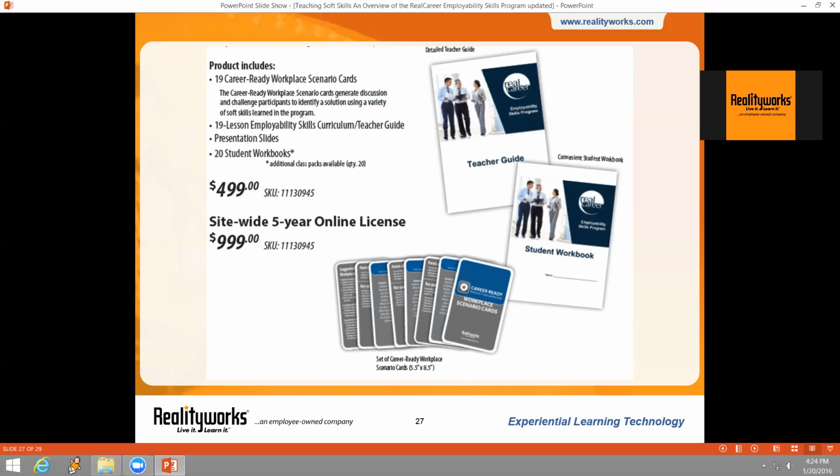So again, the 19 lessons. More about the scenario cards. The scenario cards are used to generate discussion and challenge participants to identify a solution using a variety of soft skills learned in the program. So each of the 19 cards has a different soft skill on it. A workplace scenario is on the card. They flip it over, and this can be a small group thing, a whole class activity, or individual, but there are points of view to consider as they try to work through the scenario. And they also have key questions that can be asked to help them work through the scenario. So we think you'll find the scenario cards to be a very engaging part of the program.